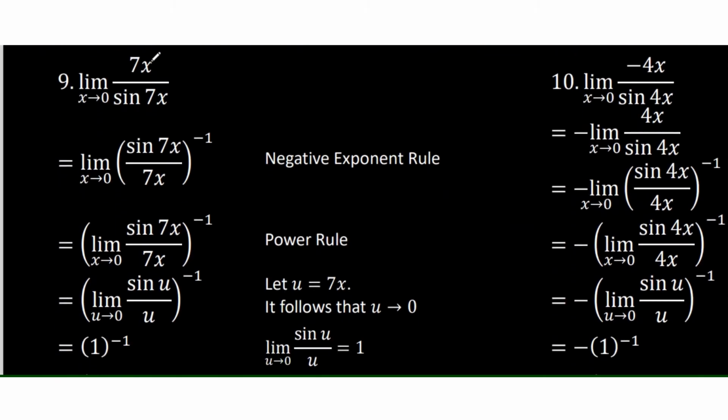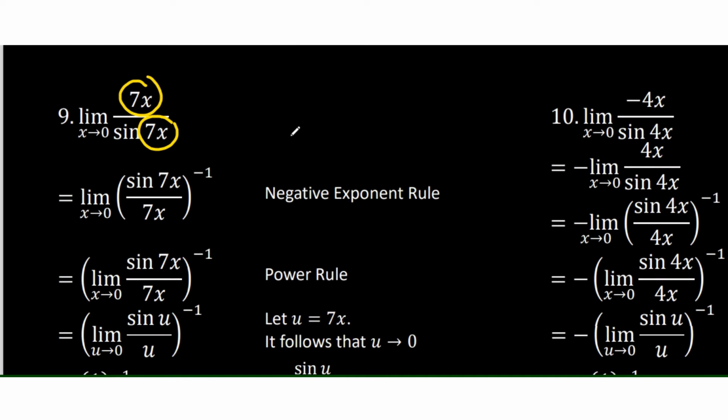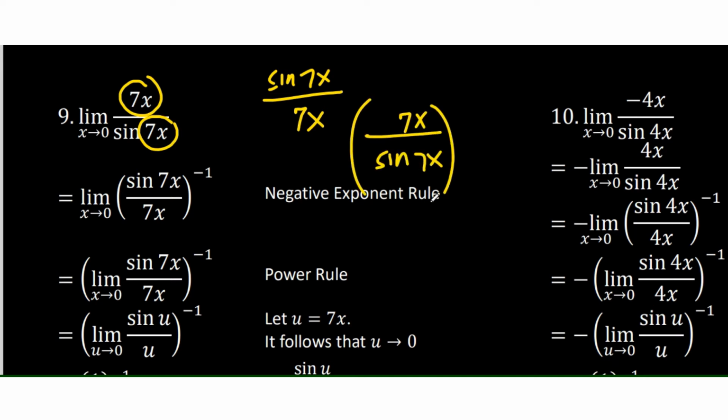On the ninth example, we have here already 7x, and this is also 7x. Now, for us to have the form wherein sine 7x is found on the numerator, denominator is 7x, we need to raise 7x over sine 7x to negative 1 times negative 1. Now, this negative 1 will be shared inside so that magbabaliktad na siya agad by getting the reciprocal of it. And still, you need to raise it by negative 1.